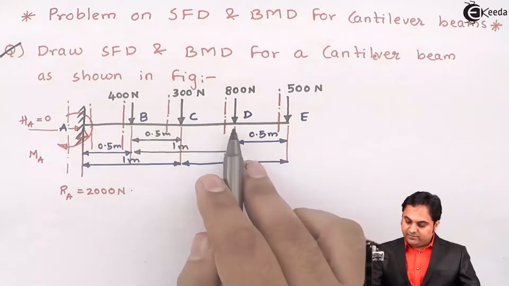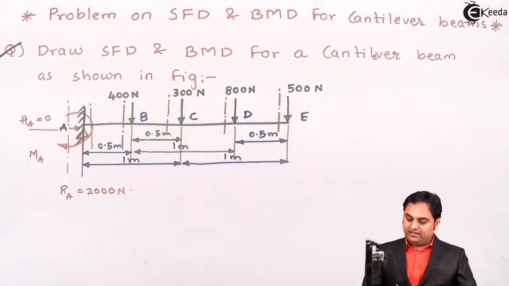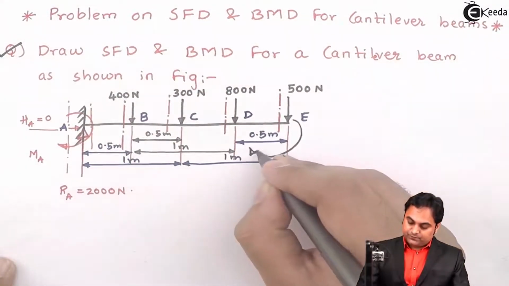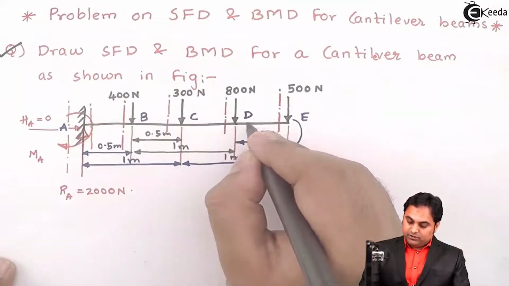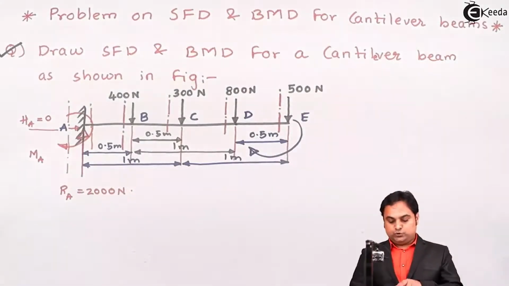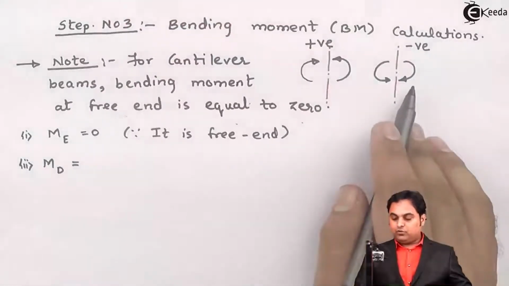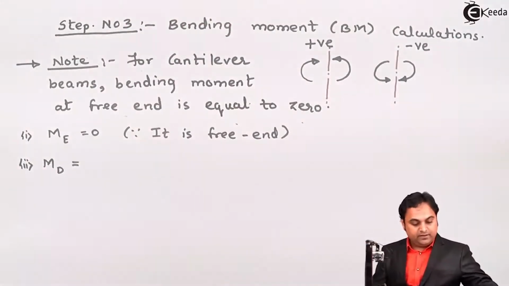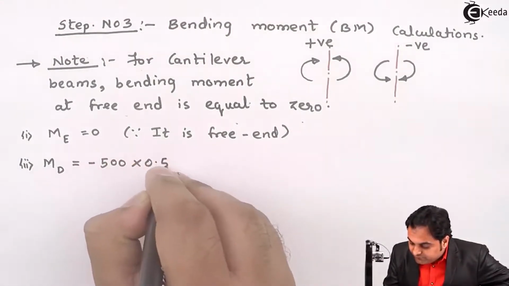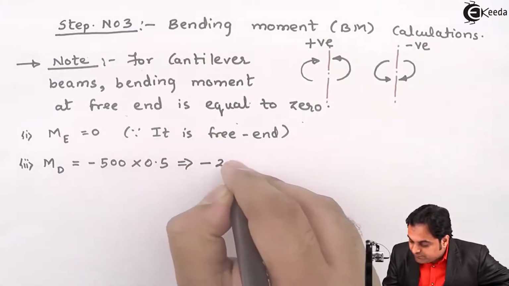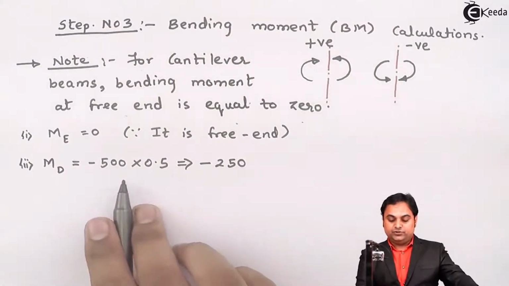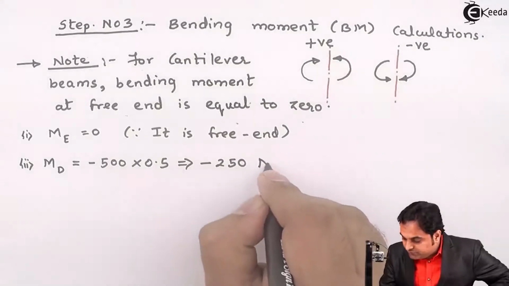So here the moment at D will be equal to 500 into 0.5, and this moment will be in clockwise direction. So point D is here, force is on the right hand side of D, so moment is produced clockwise to the right. So here by the sign convention, clockwise moment on right hand side is negative, so that will be minus 500 into 0.5, which is minus 250, and the unit is force into distance because that is moment. So force is Newton, distance is meter, so unit is Newton into meter.